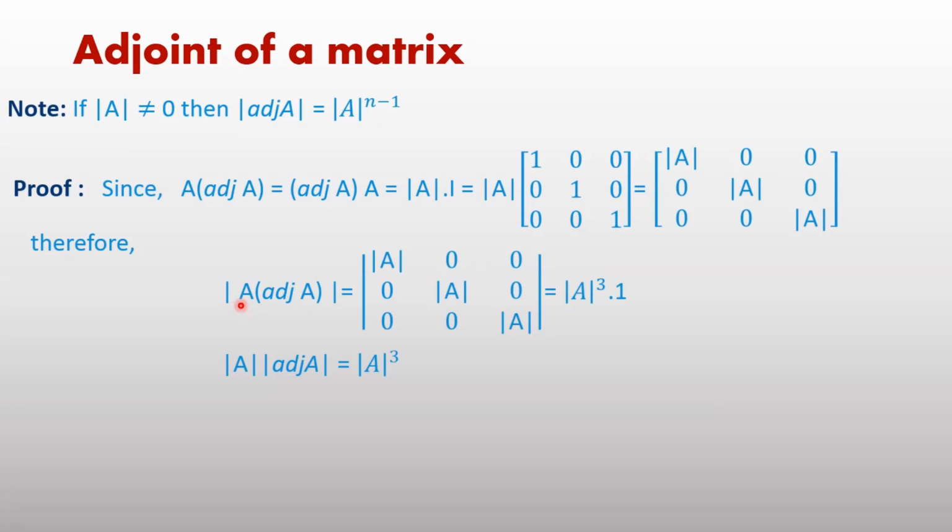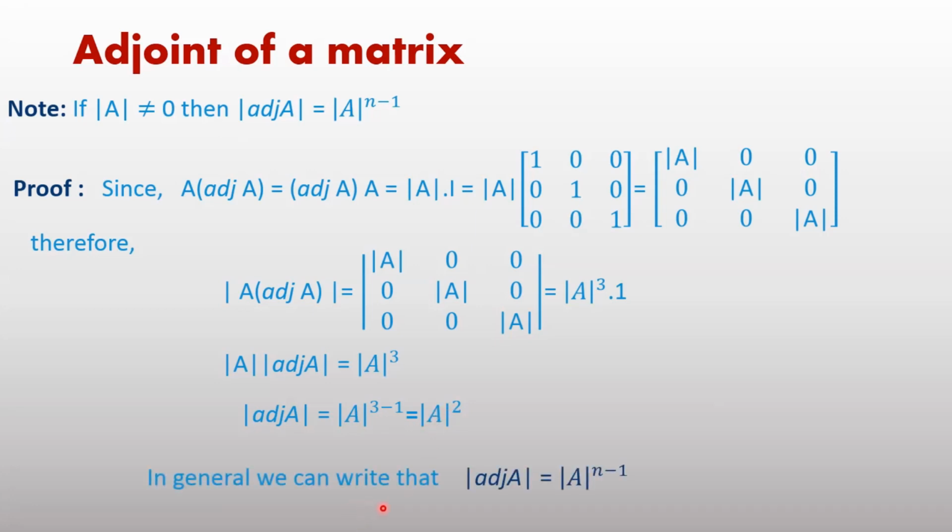Or, since by the property of determinants the determinant of A into B equals the determinant of A into the determinant of B, the same rule applies here: determinant of A into the determinant of adjoint of A. Now transfer the determinant of A to the right side, and you will get the determinant of adjoint of A equal to the determinant of A to the power 2. If the order of the matrix is given as 3, then the determinant of adjoint of A equals the determinant of A to the power 2. The same result in general we can write as the determinant of adjoint of matrix A of order n equals the determinant of A to the power n minus 1.